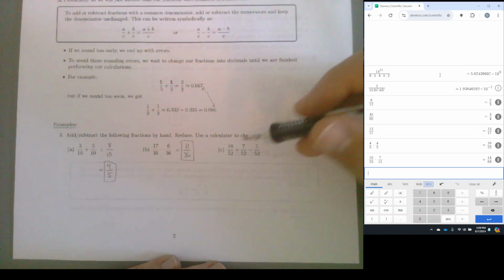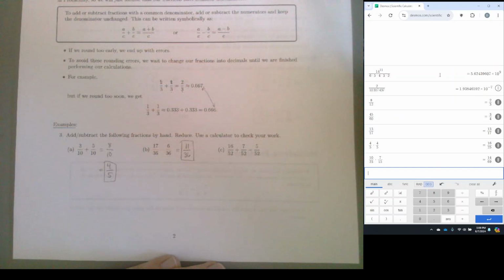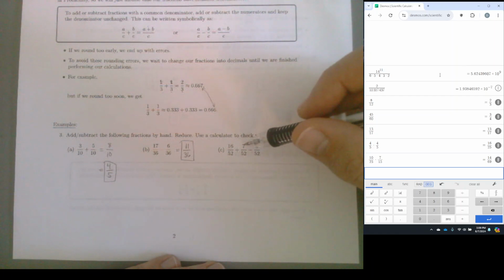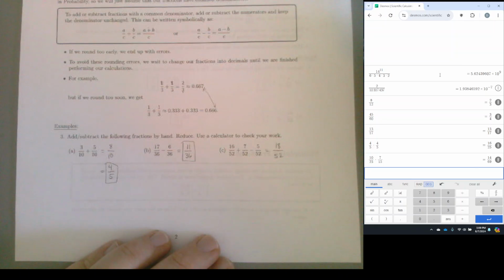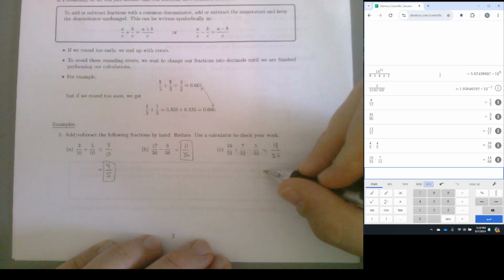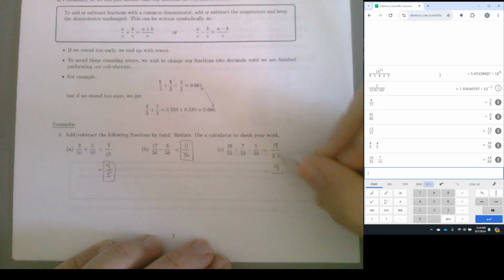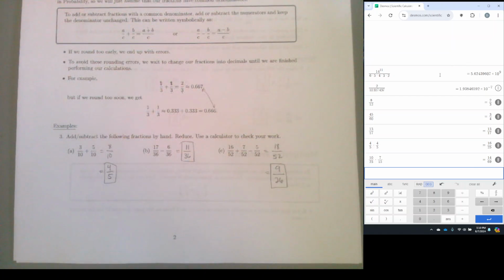16 out of 52 plus 7 out of 52 minus 5 out of 52. Well, 16 plus 7 would be 23. And 23 minus 5 would be 18. So this should be 18 out of 52. And that will reduce by at least 2. 2 goes into 18 9 times, and 2 goes into 52 26 times, and that's as far as that one will go. Again, you're welcome to check any of these on your calculator.